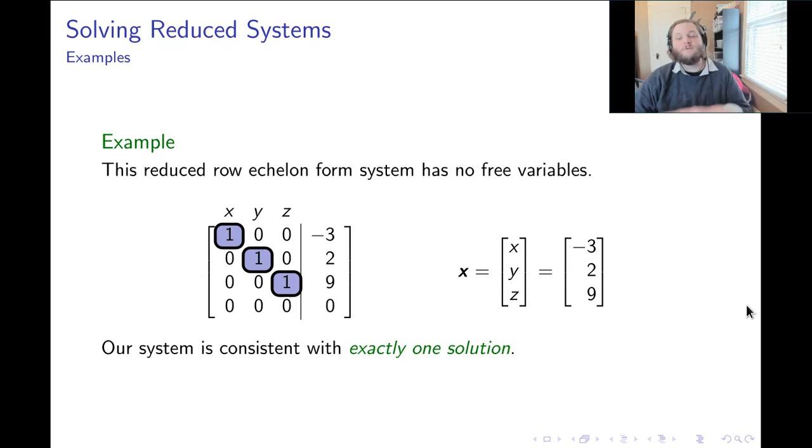Again, according to the Rouché-Capelli theorem, this makes sense. This system is consistent because there's no pivot in the augmented column. However, there are no free variables, so we have one solution, but we won't have any more. So we have exactly one solution here.